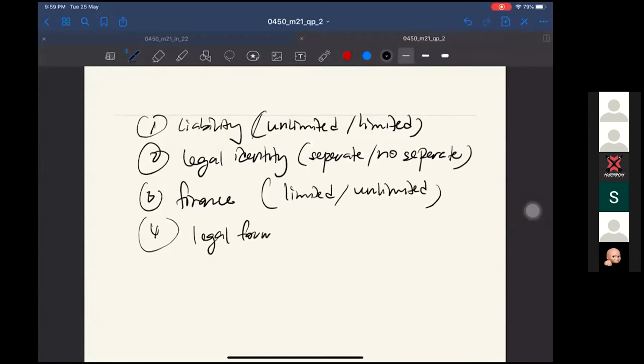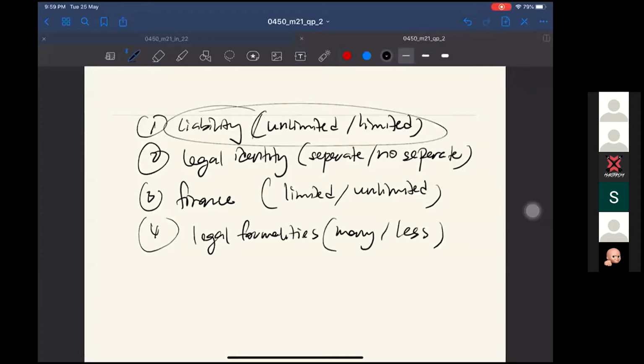So is it easy to set up? So many or less legal formalities. For sole trader and for partnership, definitely they are facing less legal formalities. So that's why it's easier to set up compared to limited company. Limited company, they are actually having a lot of legal formalities or many regulations from the government. Yes, unincorporated or incorporated. Actually, unincorporated or incorporated, you can refer to your liability as limited or unlimited liability.